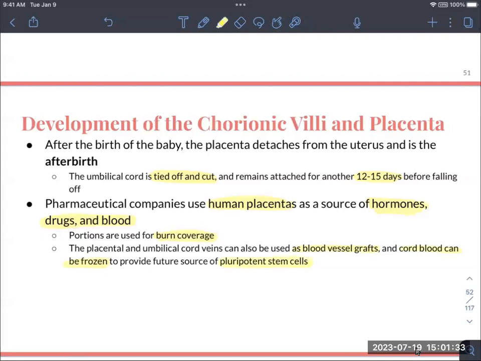Both my niece and nephew, their umbilical cord was frozen for any potential future use. So it's a really cool thing that you can do now, so you can have access to these stem cells down the road if something were to ever happen.